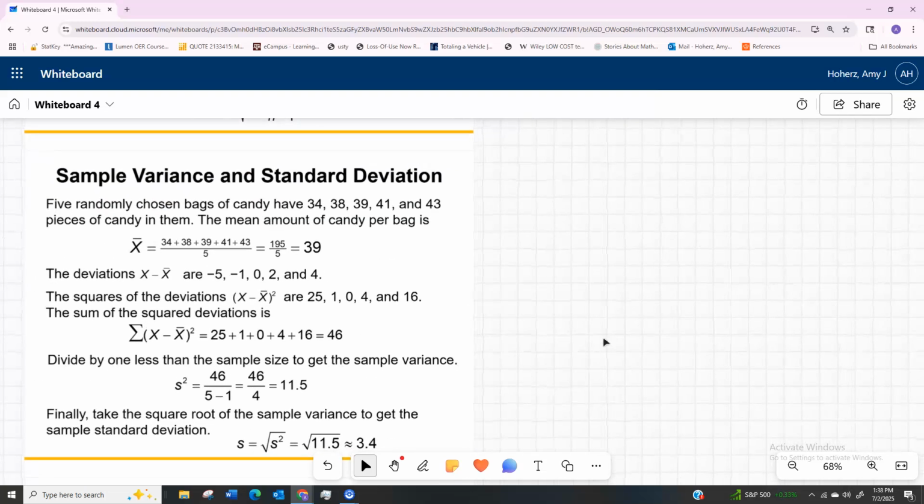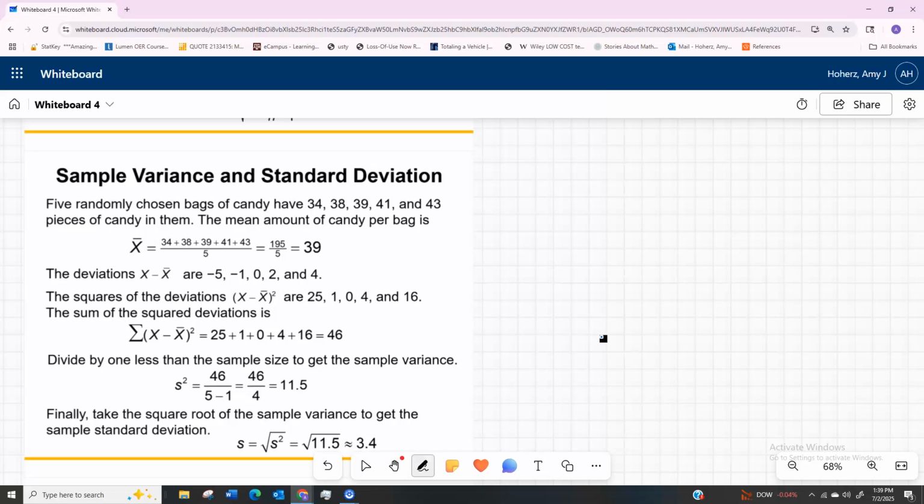So it says we've got 5 randomly chosen bags of candy that have 34, 38, 39, 41, and 43 pieces of candy in them. So say somebody put together some little goodie bags for a wedding or for a kid's party, and they were trying to keep them about the same, but they didn't measure them perfectly. And out of these 100 bags, you grabbed 5 and you counted how many there were. Well, you took a sample of 5 from the 100. So now you have a sample.